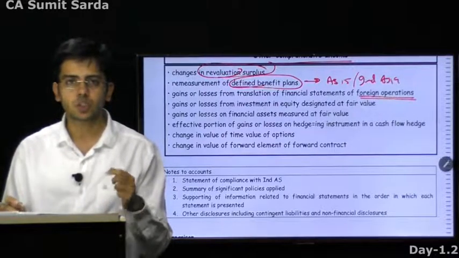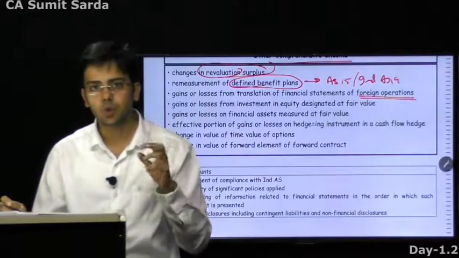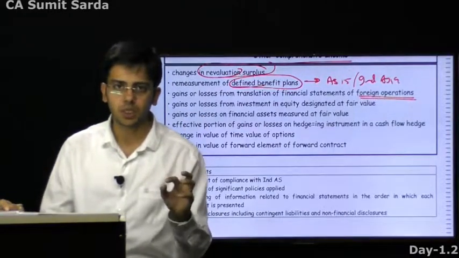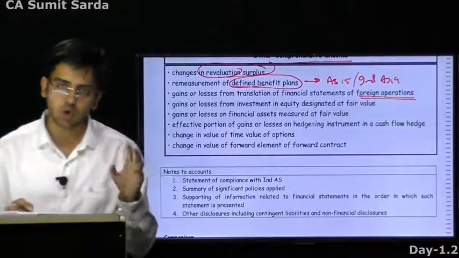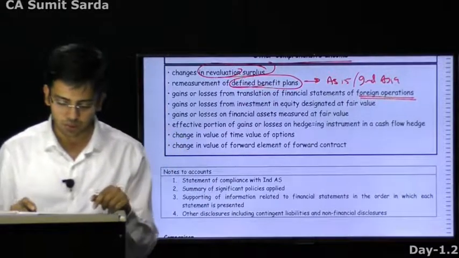Gain or loss from financial statements of foreign operations. Foreign operations were generally shown under reserves, if you remember, or P&L: in case of integral, P&L; in case of non-integral, reserves. So from now on, it will be transferred to other comprehensive income.